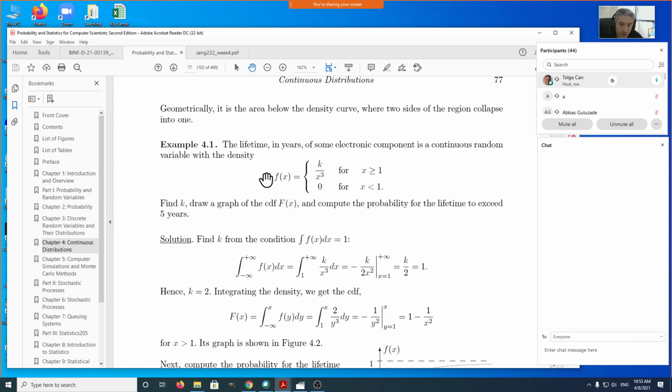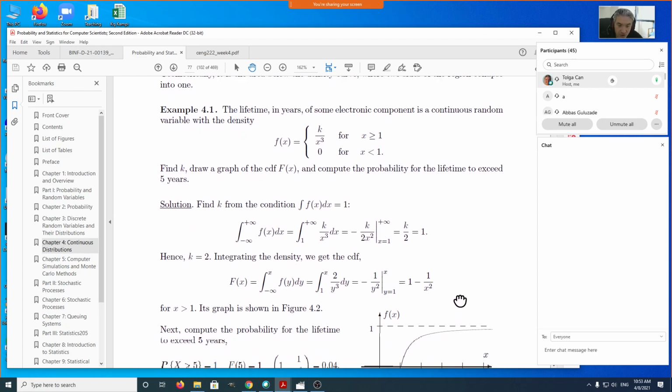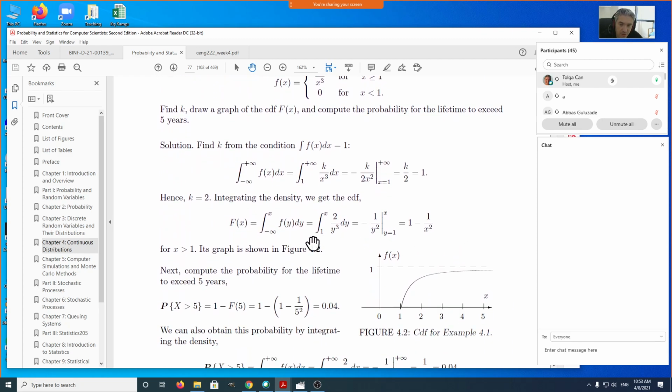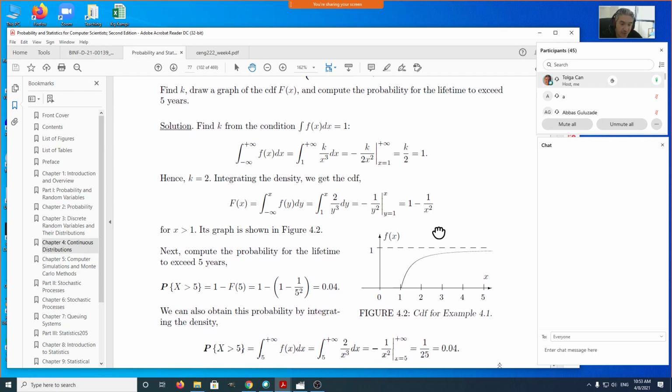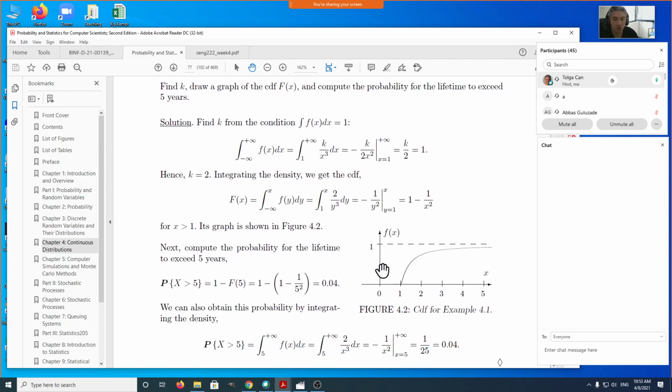So in order for this to be a probability density function, it should be 2 over x cubed. That's your probability density function. And the cumulative distribution function comes from integrating from 1 to x. When x is not infinity but a given x, the cumulative distribution function will be the integral from 1 to x, and this becomes the cumulative distribution function.